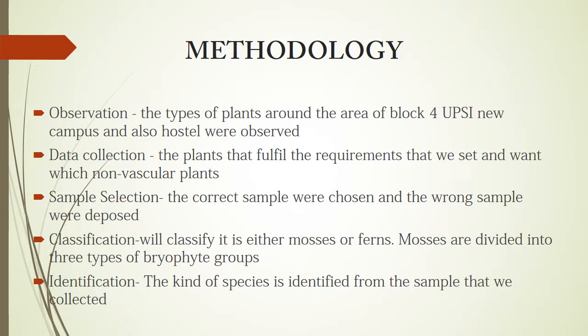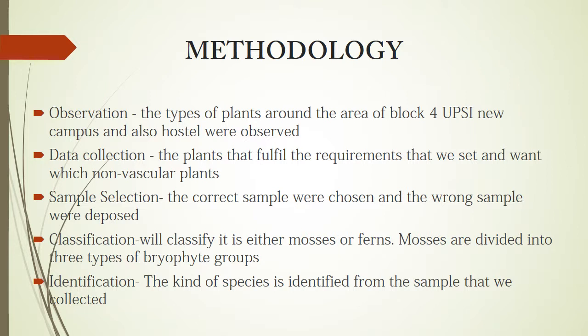Methodology. Observation. The types of plants around the area of Block 4 UPSI, the new campus, and also the hostel were observed. Data collection. The plants that fulfill the requirements that we set, and which are non-vascular plants. Sample selection. The correct samples were chosen and the wrong samples were discarded. Clarification. We will clarify whether it is moss or fern.